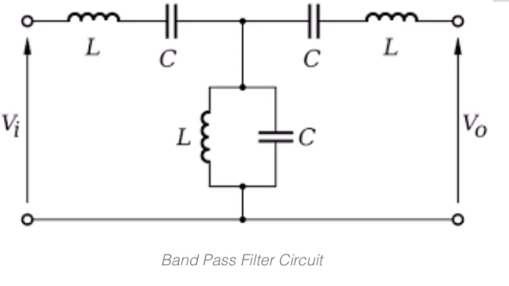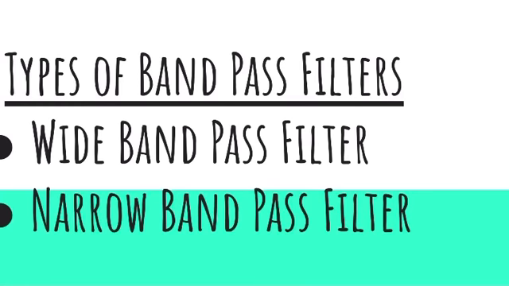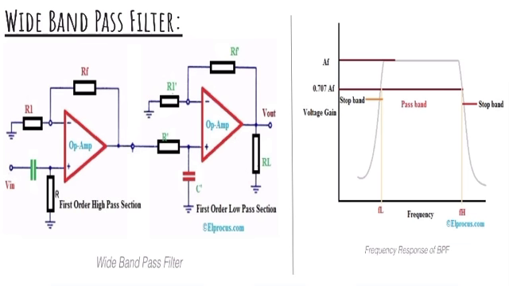So we have two types of bandpass filters. Those are called the wide bandpass filter and the narrow bandpass filter. So these are the two types of bandpass filters. The wide bandpass filter can be formed by cascading low pass as well as high pass sections, which is normally a different circuit intended for a simple design.